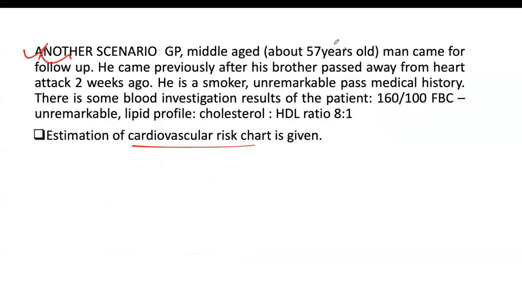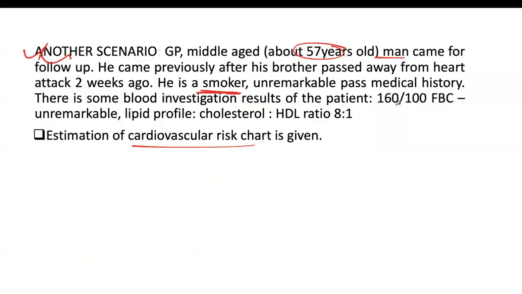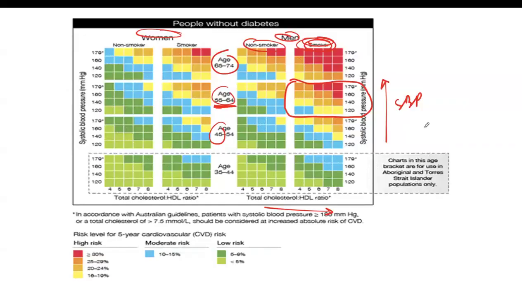So we have got a middle-aged 57-year-old man, and he's a smoker. So it's a 57-year-old, so this group, smoker, male. So we are mainly looking at this part of the chart, right? So now that we know where we are looking, we need to know what the systolic blood pressure is. So systolic blood pressure is 160.